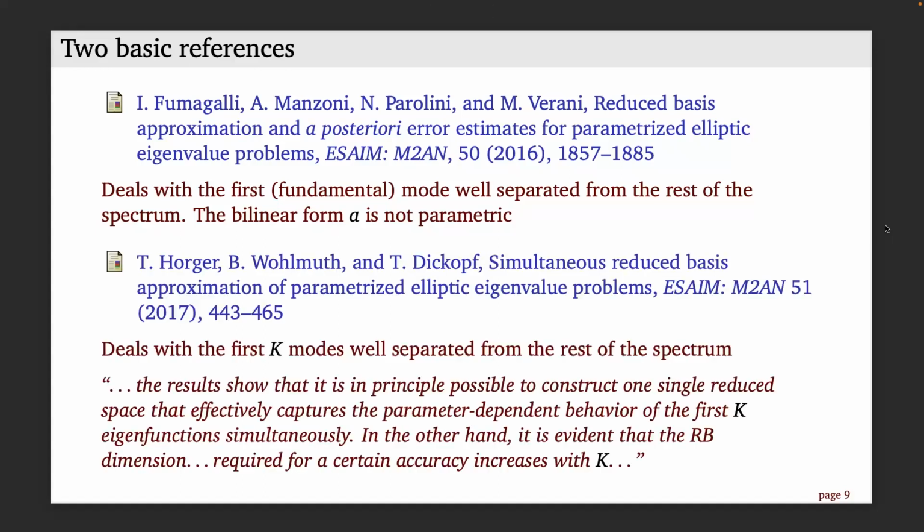Then about the same time, I think they were working independently, and just by coincidence, the second one appeared the year after, a paper by Horger, Wohlmuth, Dickopf, who dealt with the simultaneous approximation of a number of eigenvalues, not only one. They considered the first k modes, so 1, 2, 3 up to k, and they claim that if you approximate all of them at once, then you get good results. They proved, they showed all the theory about that, right?